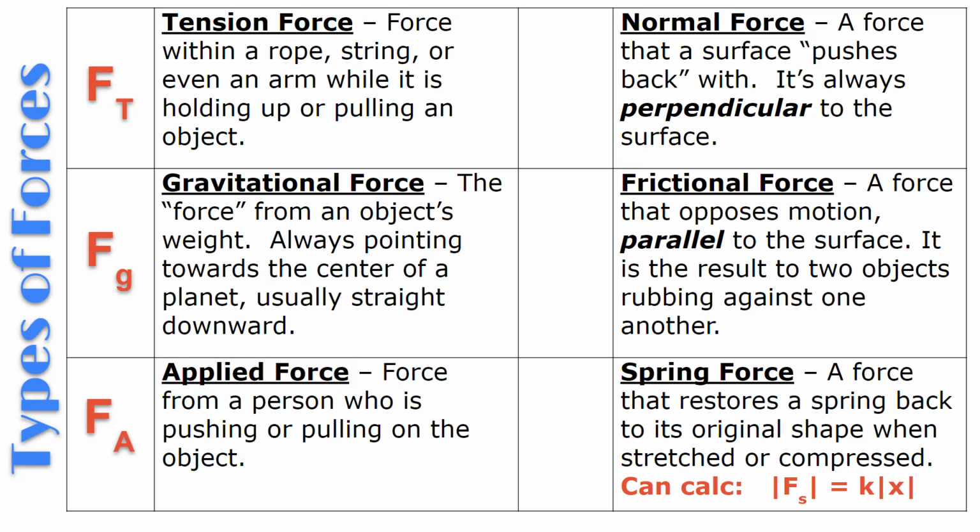Applied force is F sub A. It is the force from a person pushing or pulling on an object. It does not have to be a person, by the way. Applied force is kind of a catch-all term if we have a force that we can't really classify elsewhere. Oftentimes we'll call it an applied force, but you'll label it usually in scenarios where somebody's pushing or pulling something. Normal force, F sub N, is the force that a surface pushes back with.